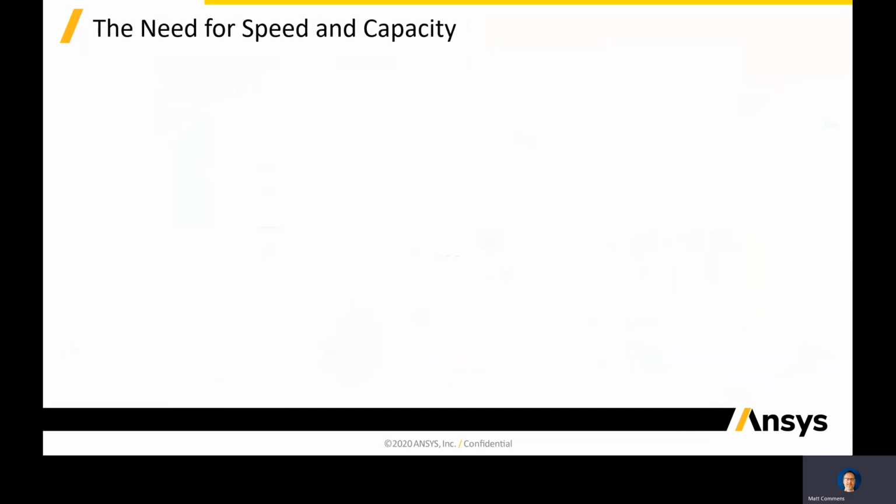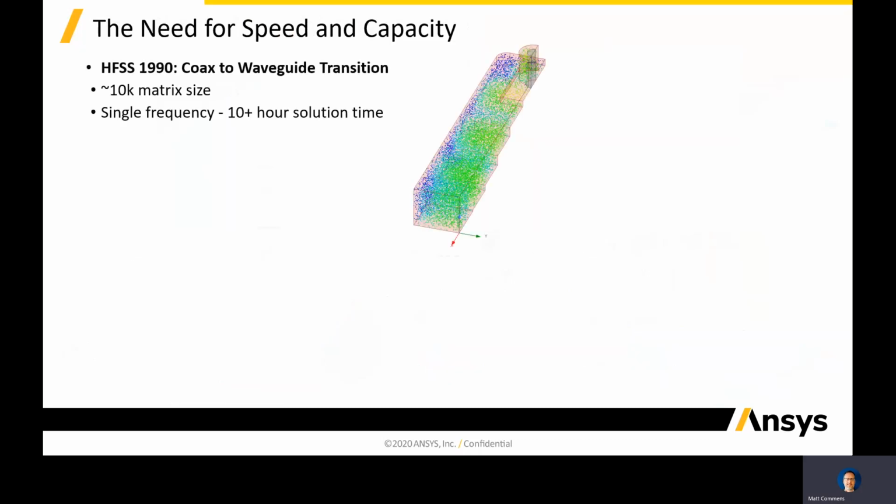Now, from the earliest days of HFSS, there's been a need for speed and capacity, going back to 1990 with the first simulation of HFSS of this coax to waveguide transition. Size of the problem was very modest, very small, only 10,000 in matrix size, but with hardware of that day and age, took over 10 hours to solve. But even in that time, this was revolutionary. A 3D full wave solution of a device like this, where you could visualize fields and extract S-Parameters, was absolutely unheard of. But from this point forward, simulation requirements have just scaled up.